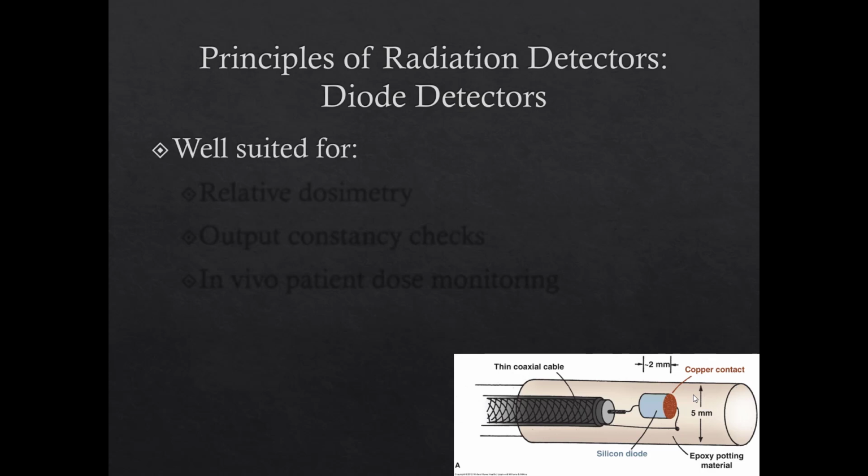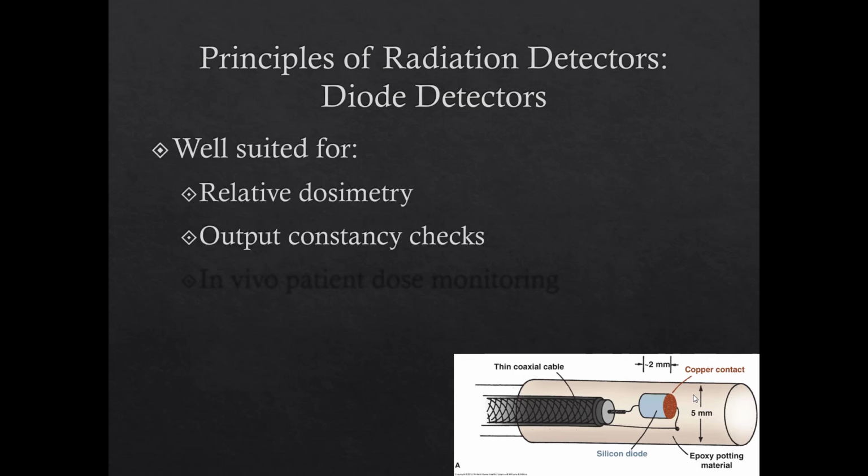What this is well suited for is relative dosimetry, output constancy checks, and in vivo patient dose monitoring. If you have done morning QA at different sites, I'm sure you've used a daily QA3 at some point. That's a diode type of array, and that is really great, can be used for constancy checks. It gets calibrated annually if you can hold out for that.